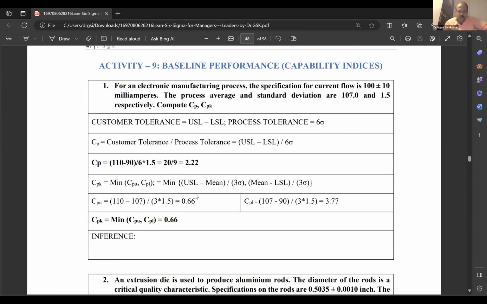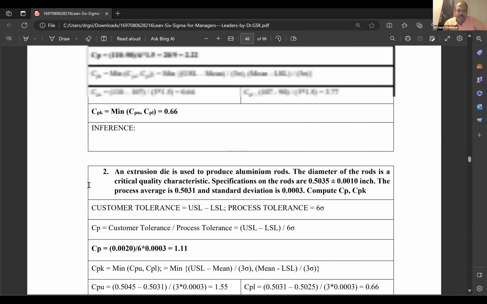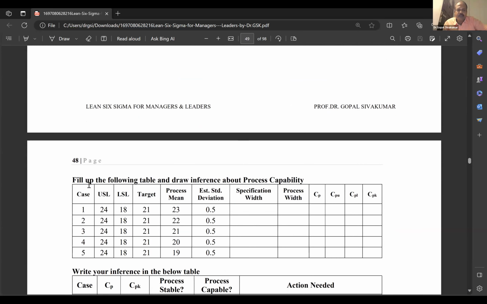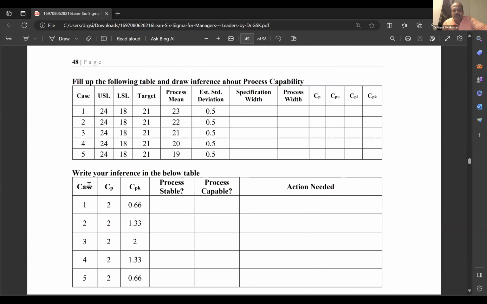All right. Now, this problem you all have to do. Again, the sigma level calculator Excel file can do the job for you, but here it is explained manually. Whatever I explained in the slide, the same thing is given here in the form of a working extrusion die, and this one is an electronic manufacturing process. Then in this table format, different scenarios, you can practice. See here, I have given the Cp value and Cpk value.